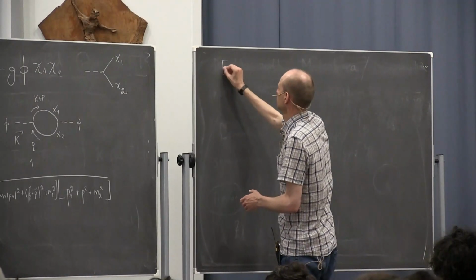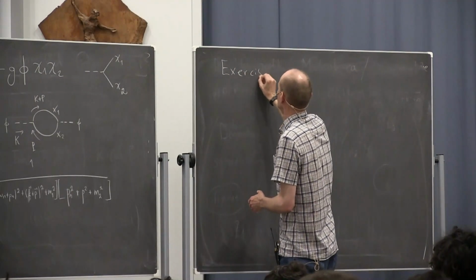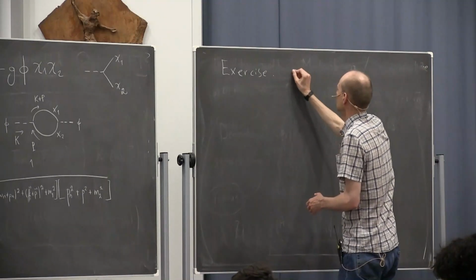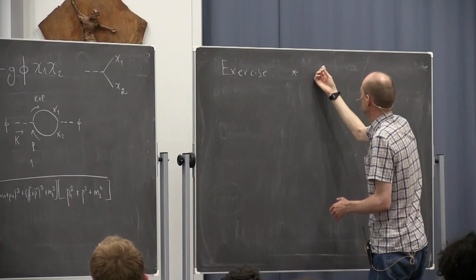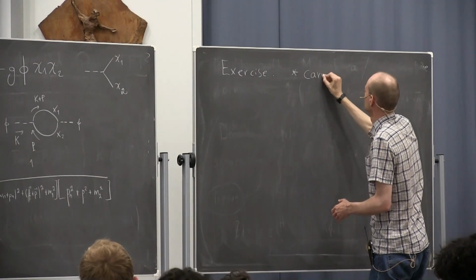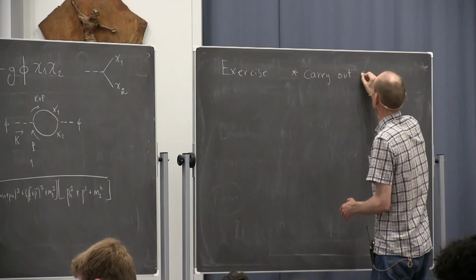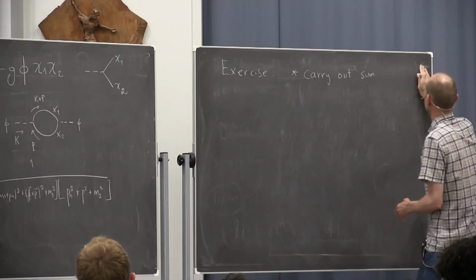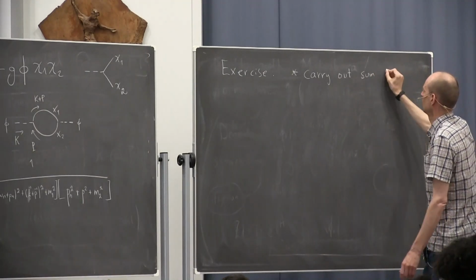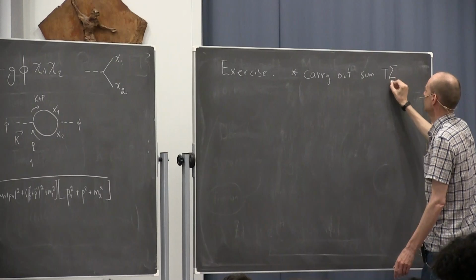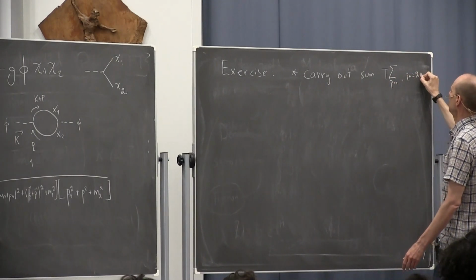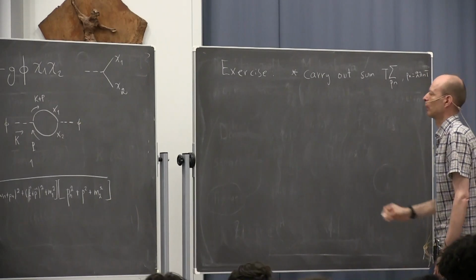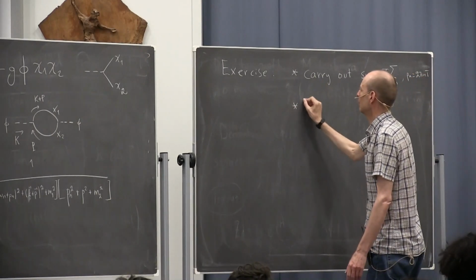So the exercise has many parts, well, a couple of parts. Carry out the sum, T sum over pn, with 2 pi n T. Then Wick rotate.